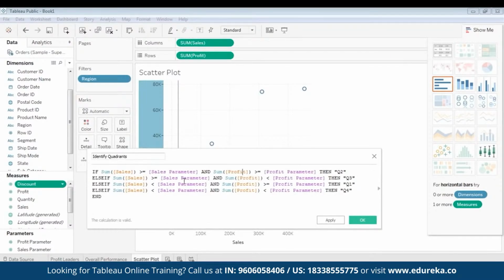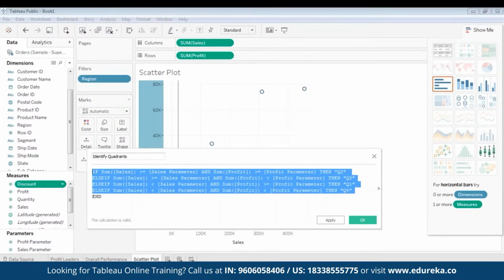Otherwise, if my sales is more than sales median, which was the sales parameter, whenever I'm saying sales parameter, consider it as the median value. And whenever I'm saying profit parameter, consider it as the median value of profit, which was 2196 over here, 22205 over here, right? So if my sales is more than sales parameter and if my profit is less than the profit parameter, put it in Q3. If my sales is less than sales parameter, if my profit is more than profit parameter, put it in Q1. And if both sales and profit are less than sales parameter and profit parameter, put it in Q4. So I have differentiated into the different quadrants.